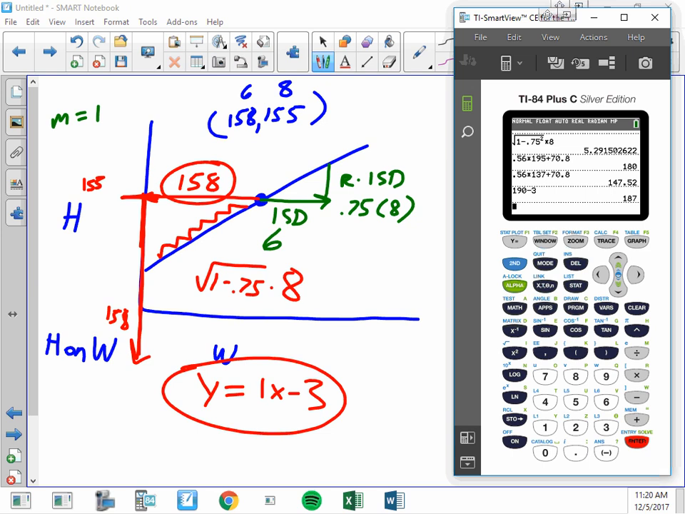Okay, 22. So for 22, we're just going to plug in 149. What did you get for 22? So it should be 146. Okay, 23.